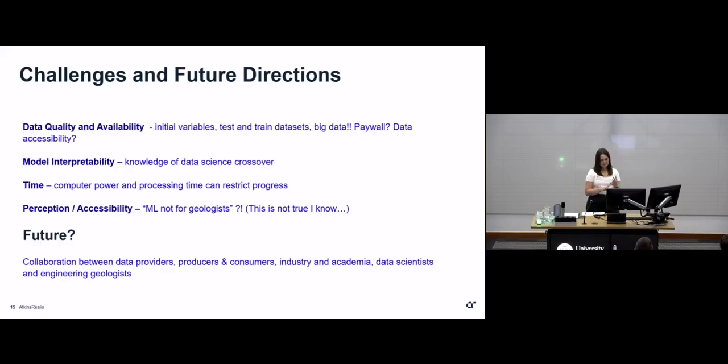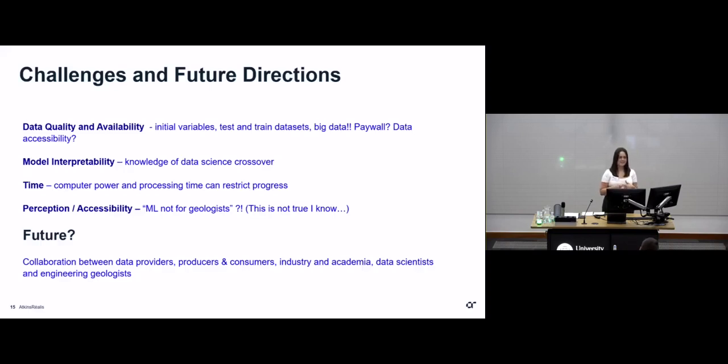So again, data quality and availability. It's where you're going to get your initial variables, your test and train data sets. Big data, there's so much data, and yet sometimes it's not that accessible. That's a big issue that we come across, especially in industry: if it's behind a paywall, what is the state of it, who collected it, and can you trust it? Who takes on that risk as well if you're going to use other people's data?